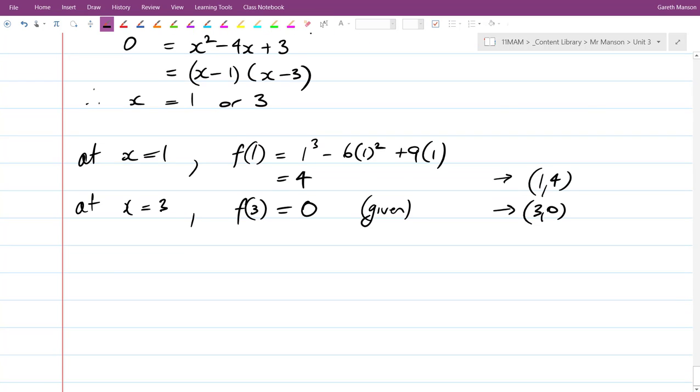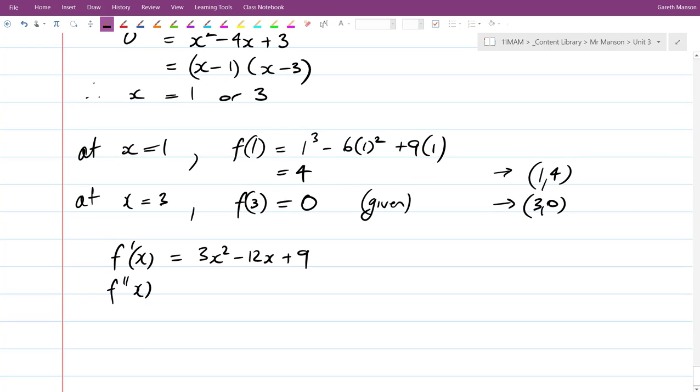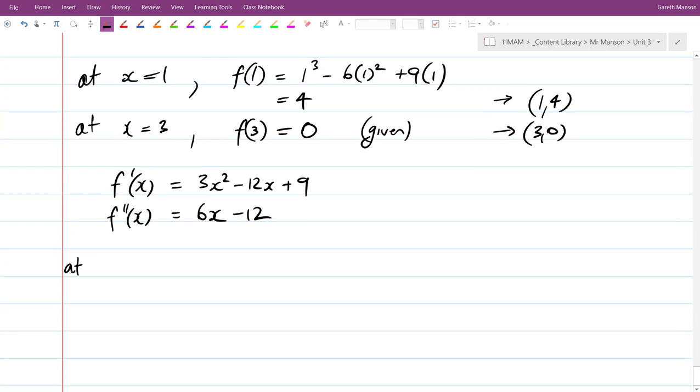And now I just do the f double dash of x. F dash of x is equal to 3x squared minus 12x plus 9. And therefore f double dash of x, the second derivative, is 2 times 3 is not 9, 6x, 3x squared derives to give 6x, minus 12. And at x equals 1, f double dash of 1 equals 6 minus 12, which equals negative 6. Therefore, a negative means we have a maximum. So this is a maximum.